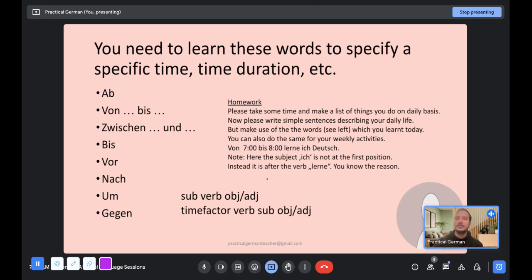Let's continue. So the note is obvious. If I say ich lerne Deutsch, I learn German, but if I want to specify time, von 7 bis 8 Uhr, okay? So I think Uhr is missing. Now the subject, which was before lerne, the verb, has moved after the verb. I think we discussed this in the first session itself. Any question? Please ask any question. Don't hesitate.